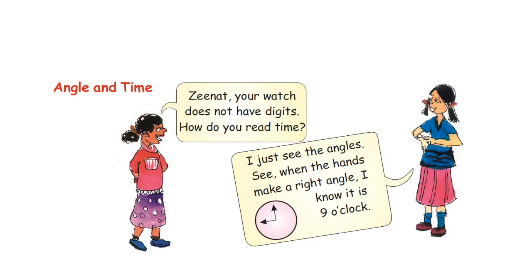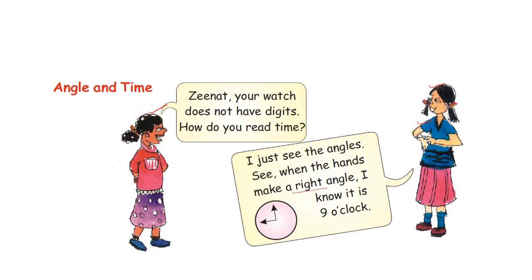Now here children, what is written? Jeenath, your watch does not have digits. How do you read time? This girl is Jeenath, and the other girl is asking her, Jeenath, your watch does not have digits, how do you read time? So what Jeenath is saying is, I just see the angle. When the hands make a right angle, I know it is 9 o'clock. So when the hands make a right angle, she knows that it is 9 o'clock.